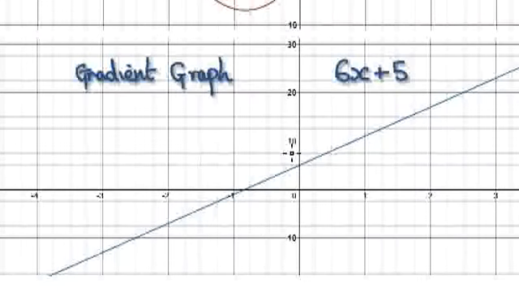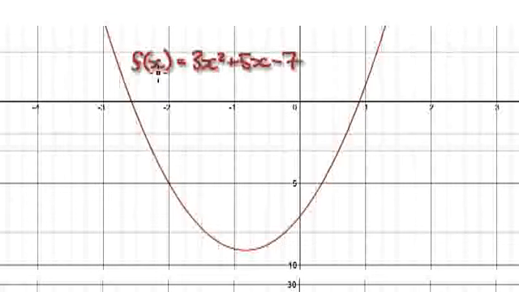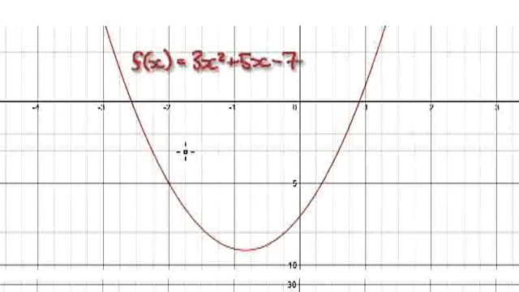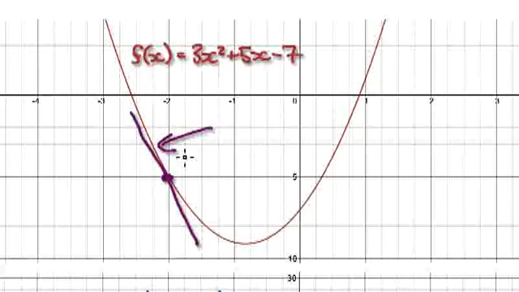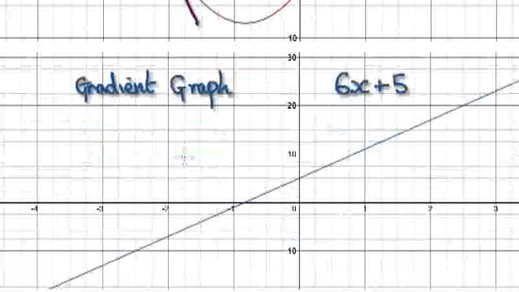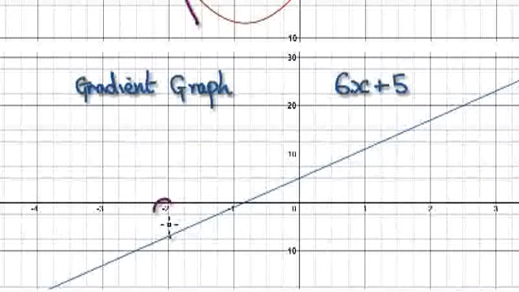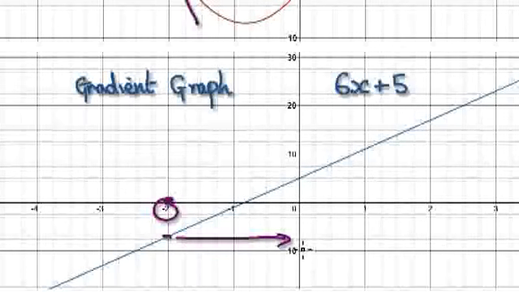Okay, the blue line. Now, looking at our original function here, which is the red line. Let's just look at when x equals minus 2. When x equals minus 2, looking at the gradient here, you can see it is a negative gradient. So now let's look at the gradient graph at x equals minus 2, which is here. You can see the gradient is minus somewhere around here.